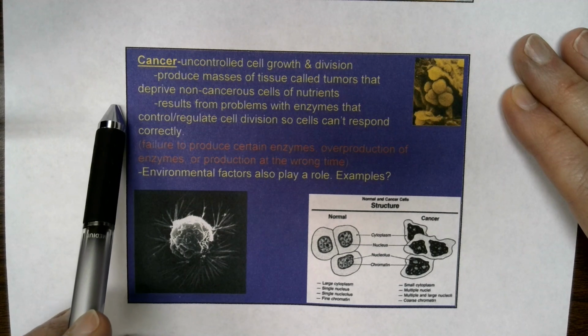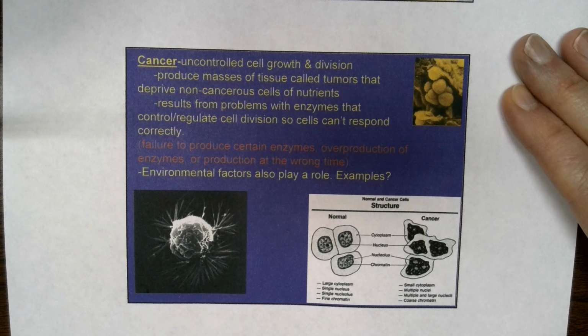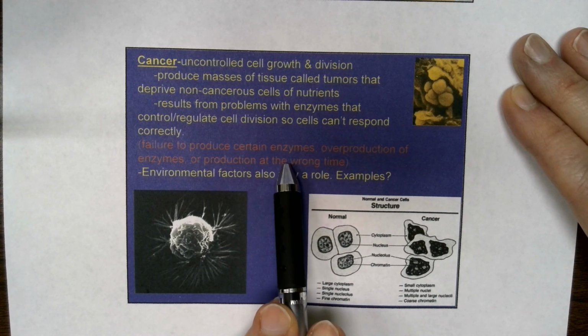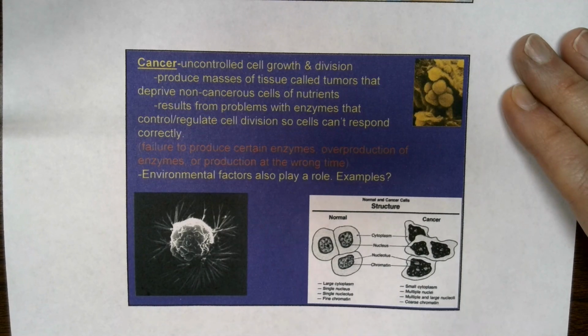Cancer is typically the result of problems with enzymes that are controlling the cell cycle. Essentially, we're just going to keep this simple for right now, that cells don't respond correctly because of problems with enzymes here. Sometimes it's a failure to produce an enzyme. Maybe it's overproduction of an enzyme. Maybe it's production at the wrong time. There's a lot of factors that play a role in this.